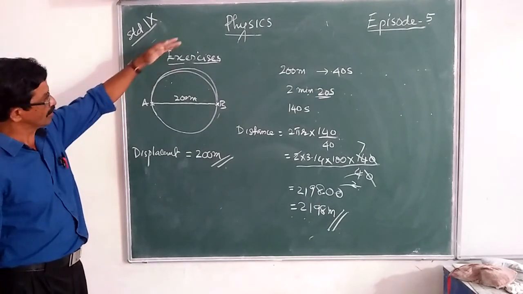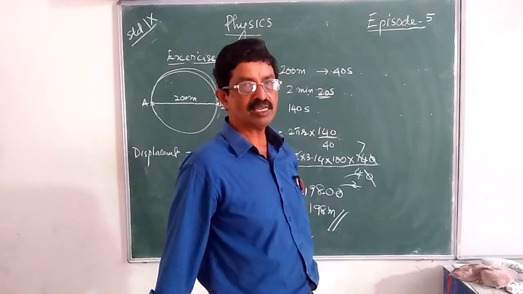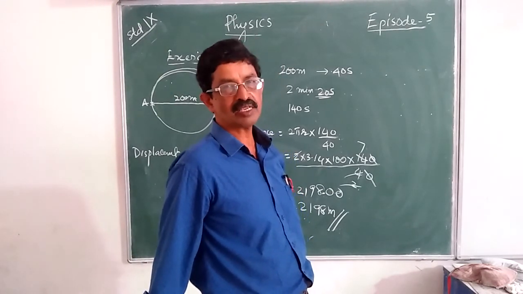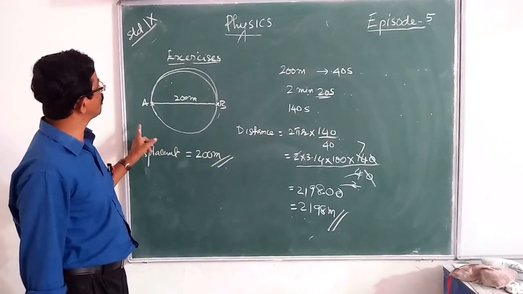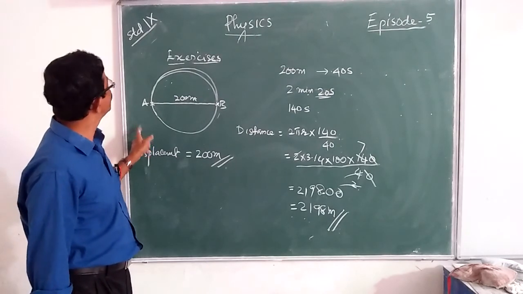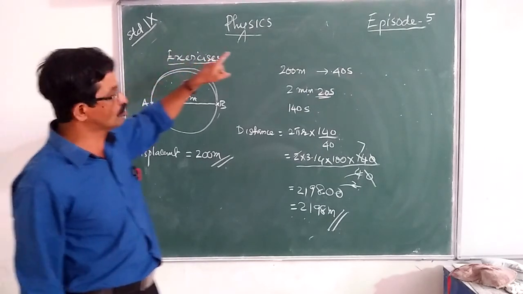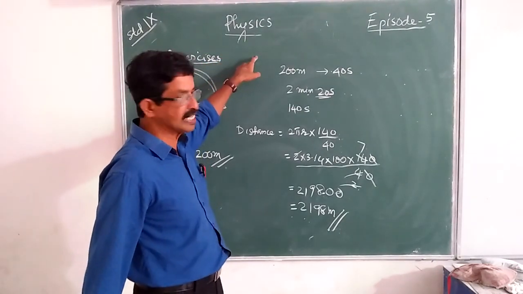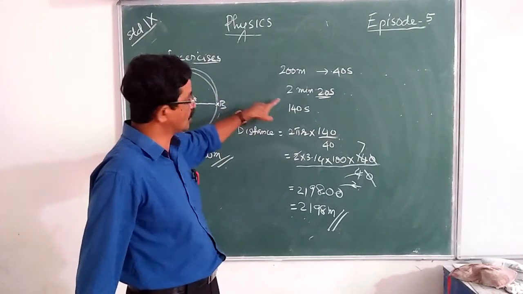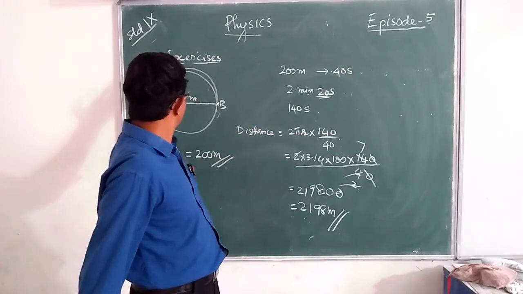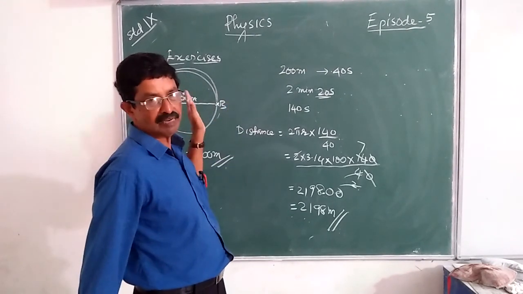Now, okay. What are the things we discussed today? We discussed uniform circular motion, how to find its velocity, and numerical problems. The numerical problems we solved with the equations V equal to U plus AT, S equal to UT plus half AT square, 2AS equal to V square minus U square, and we found the distance and displacement. Okay, with this we can wind up today's class.